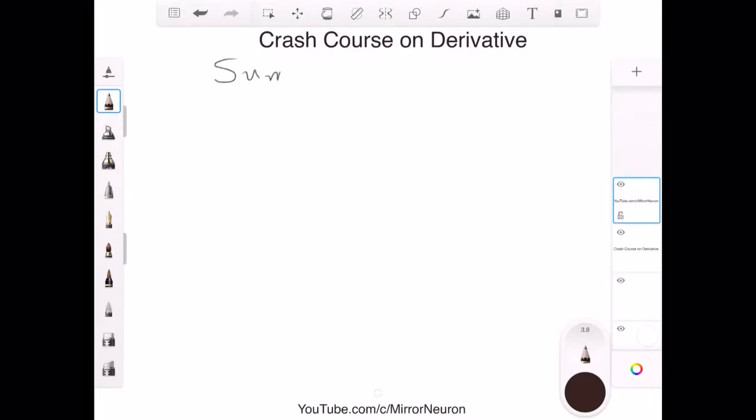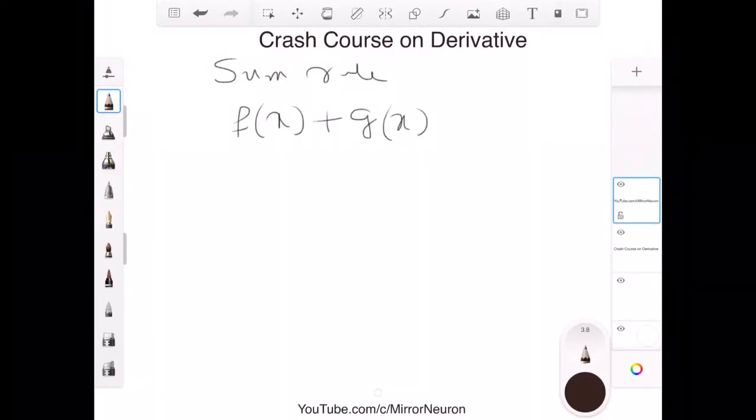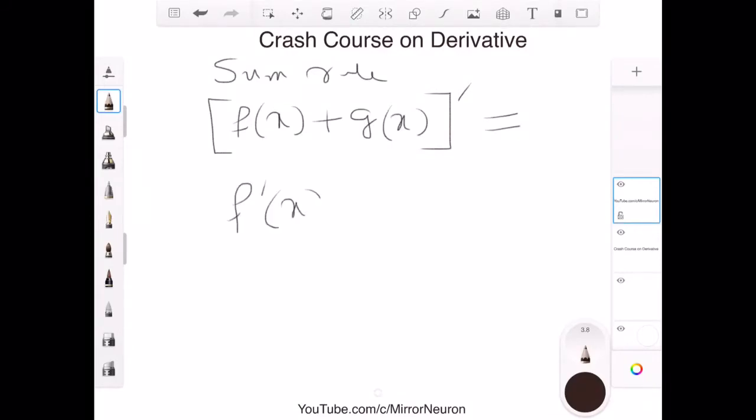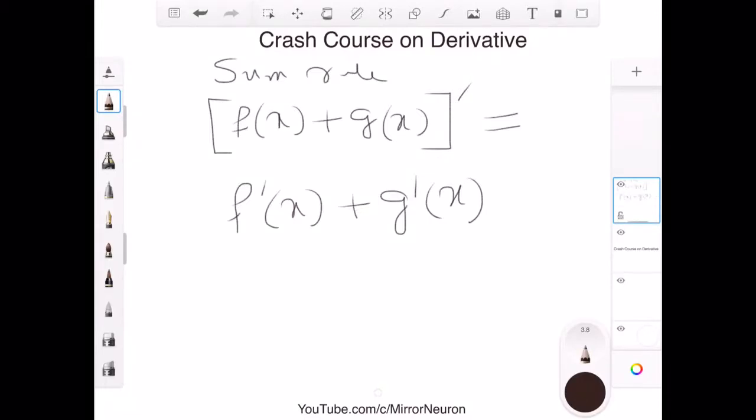It is given by, say, suppose I have two functions, f of x plus g of x. If I take the sum and then take its derivative, this is equivalent to taking the derivative of each of the functions and then adding them up. Very simple and straightforward. So let's quickly look into an example.